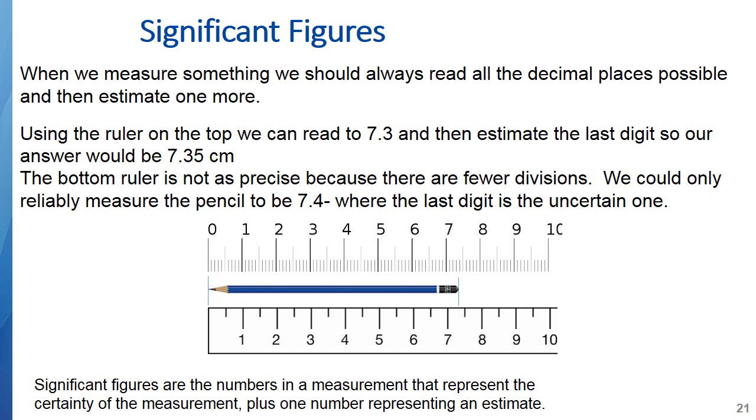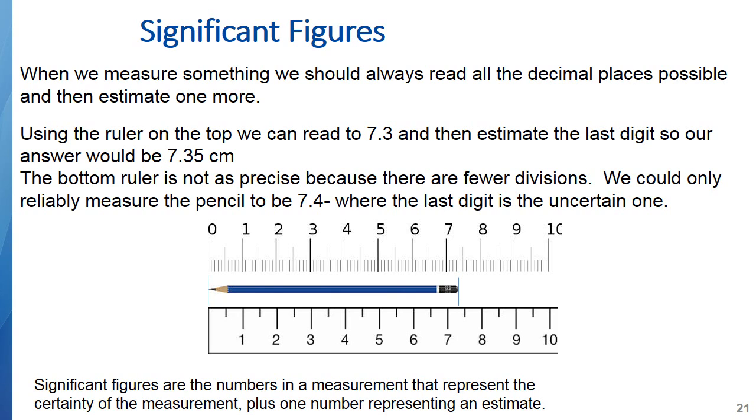In math, if we're doing some kind of calculation, it's not a big deal how many digits we keep, because we just do the calculation. But in chemistry, we're using math in an applied way. It represents something that we've measured, and your measurement is only as precise as the device that you use to measure it. When we measure something, we always want to read as many decimal places as possible and then estimate one more.